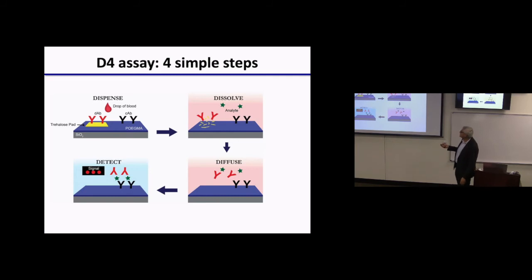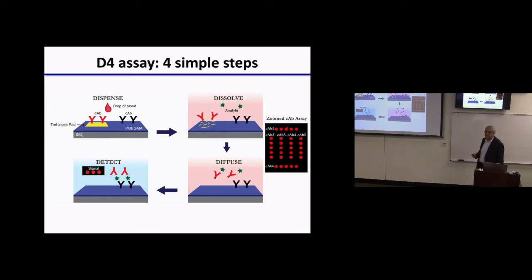So we call it the D4 assay because we dispense a drop of blood. The blood dissolves the trehalose, which then liberates the detection antibody. Both the detection antibody and the analyte diffuse and complete the sandwich, and you will see spots appear.